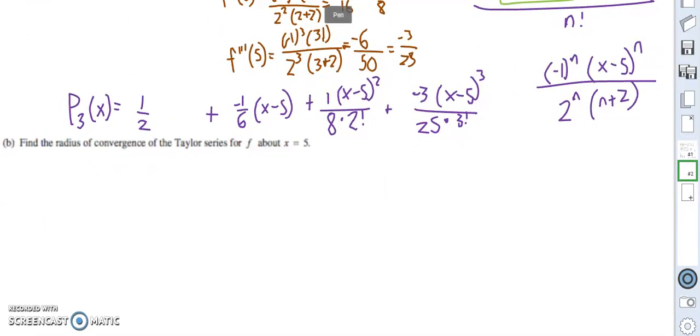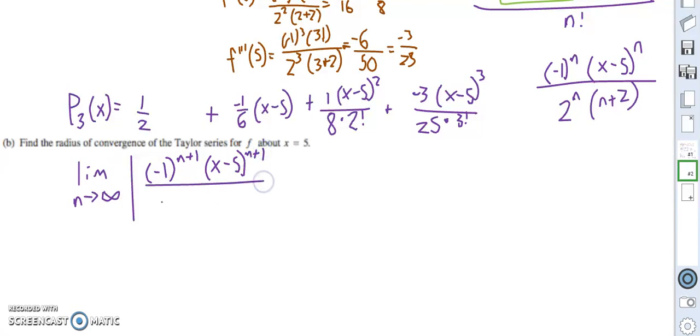So for my ratio test, I'll do a limit as n approaches infinity of a sub n plus 1. Plug an n plus 1 in for n. Replace all the n's with n plus 1. I end up with n plus 3 in this spot, because if I do n plus 1 plus 2, I end up with n plus 3.